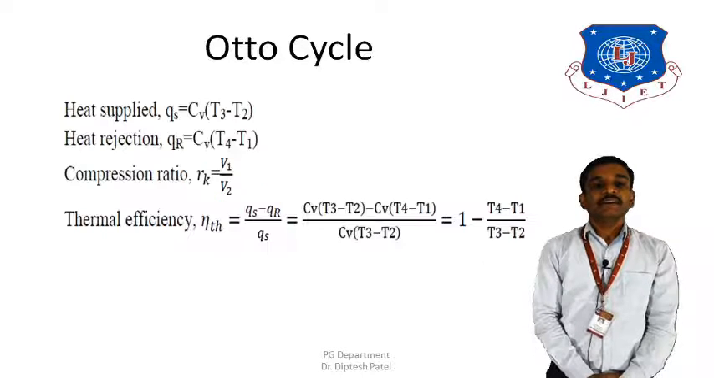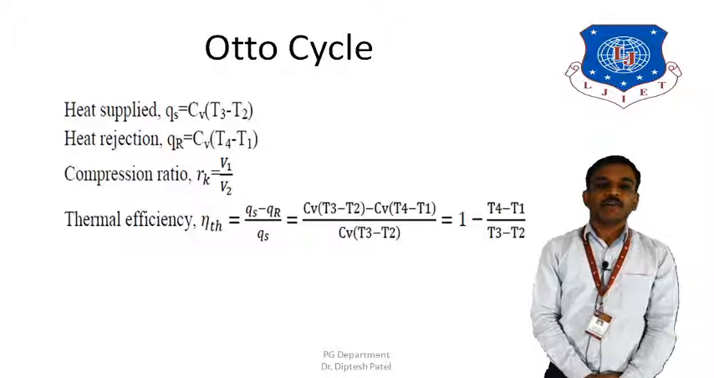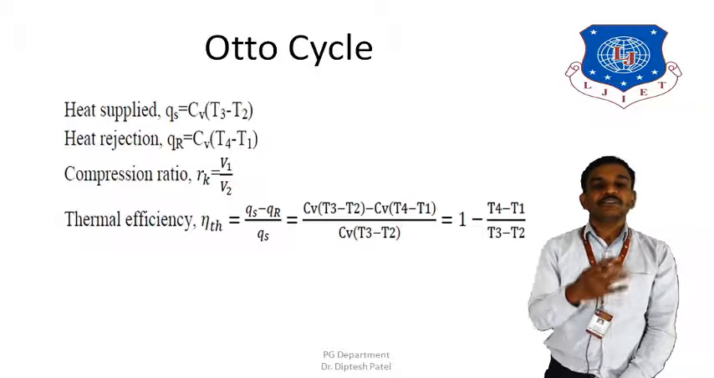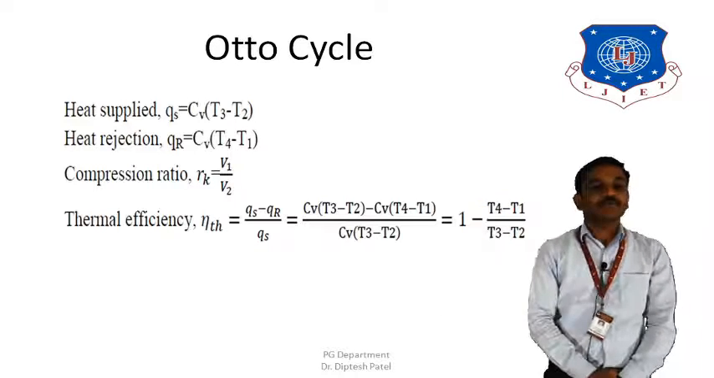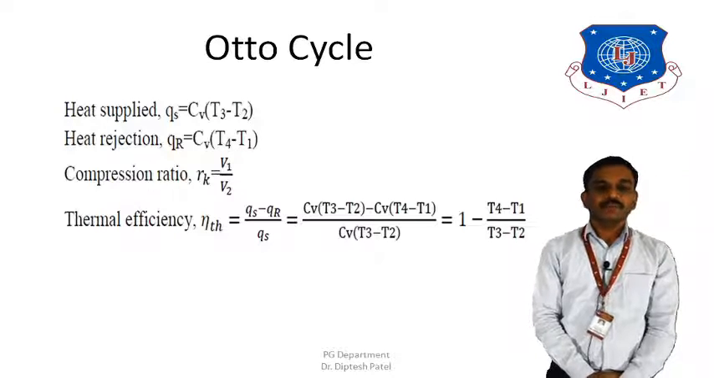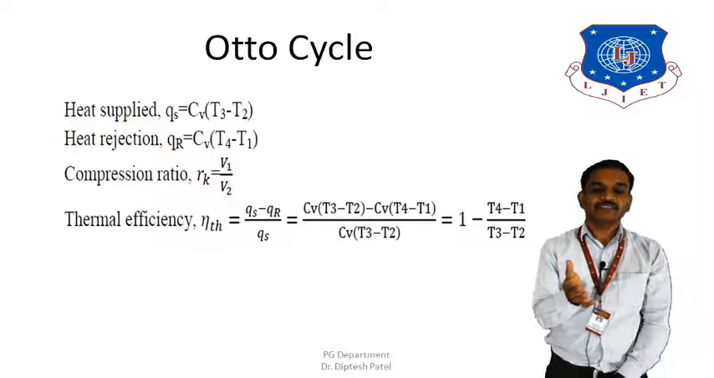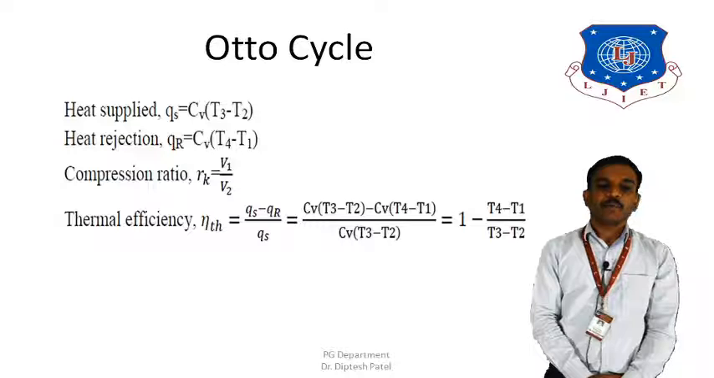Now we are going to see the efficiency, work done, and the mean effective pressure of the Otto cycle. So first of all, as we know, the heat is supplied in between 2 to 3 and heat is rejected in between 4 to 1. If I want to calculate heat supplied, then I would say heat supplied Qs is equal to Cv (T3 minus T2), because it is at constant volume. Similarly, heat rejected is equal to Cv (T4 minus T1). Also the compression ratio, the pressure that has been raised during the compression from 1 to 2, compression ratio Rk can be written as V1 upon V2.